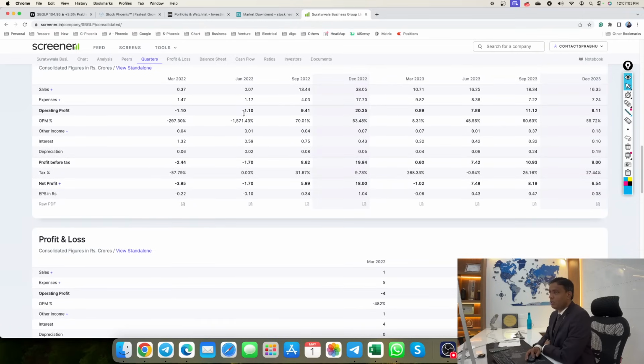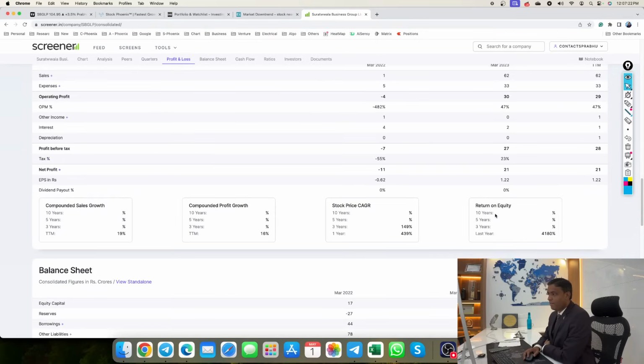Sales increased from 16 crore to 16 crores. They're able to make an operating profit margin, from negative 1500% they become positive. And tax also, they're paying taxes. Their earning per share is from negative. Okay, they're paying, never heard of the stock.